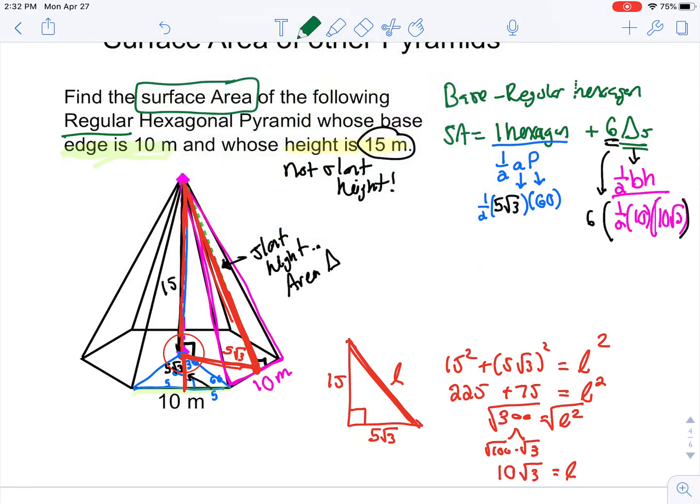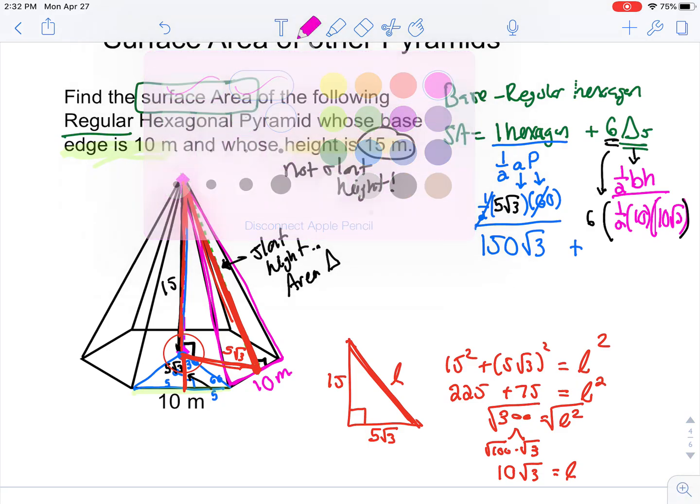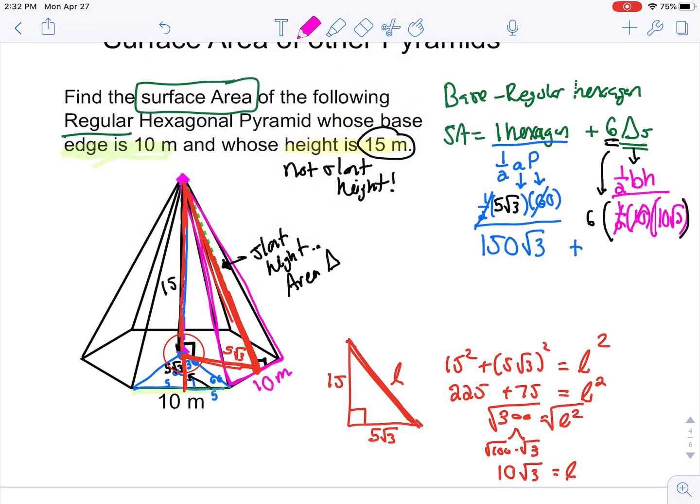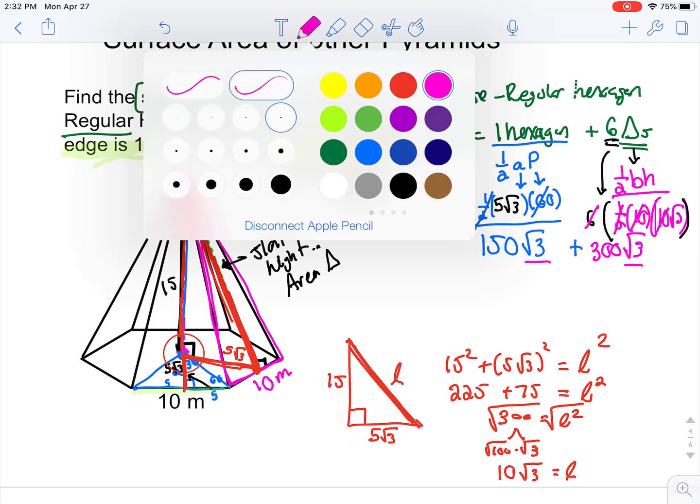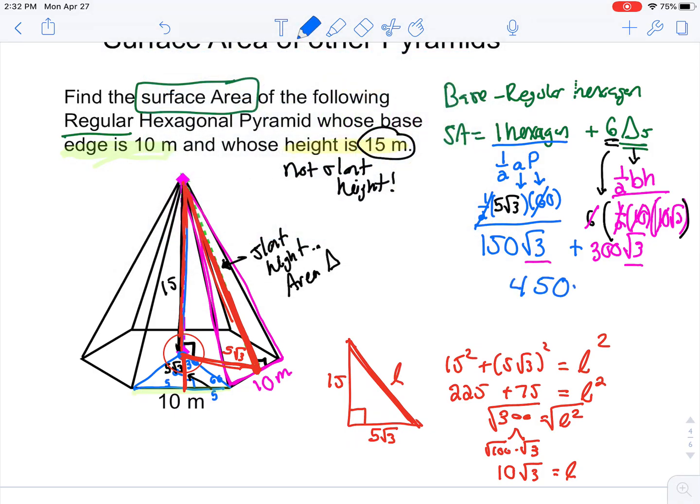Let's do a little bit of simplifying. Okay, starting over on this end, I know that half of 60 is 30, and 30 times 5 is 150. So my one hexagon is 150 root 3 plus, okay, over here on the other side, 1/2 of 10 is 5. 5 times 10 is 50. 50 times 6 is 300 root 3. And since both of these have a root 3, I can add these together for a total surface area of 450 root 3. And surface area is in squared units. So my final answer here is 450 root 3 meters squared.